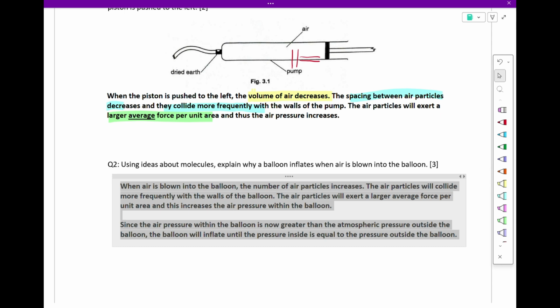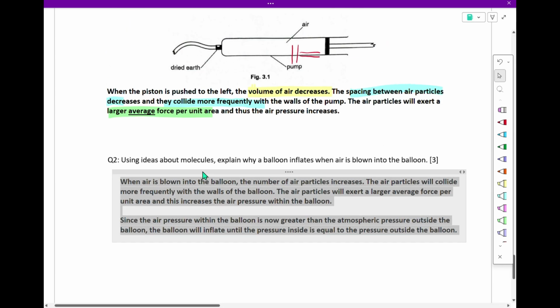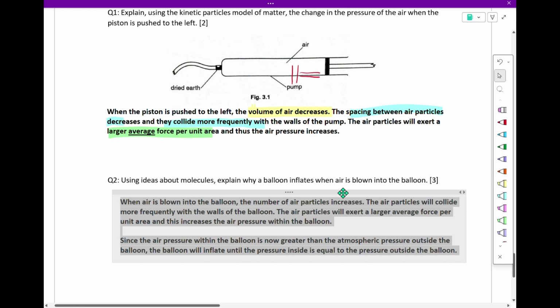Now, if this was a 2-mark question, I would just say when air is blown into a balloon, the number of air particles increases, the pressure inside the balloon will also increase. Since there is a difference in pressure, the balloon will keep inflating until the pressure inside is equal to the pressure outside. But this one, because they tell us to use in terms of molecules, they want us to be more precise. Why is the pressure inside bigger than the pressure outside? Therefore, I actually need to elaborate further and describe how the pressure inside increases, and therefore it will affect why the balloon will inflate because of the difference in pressure.